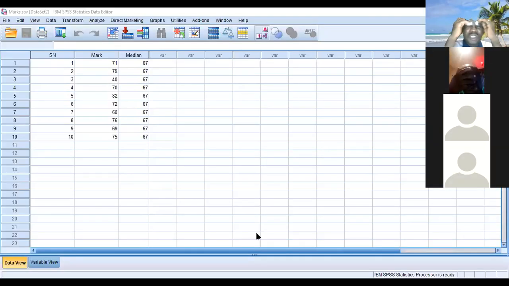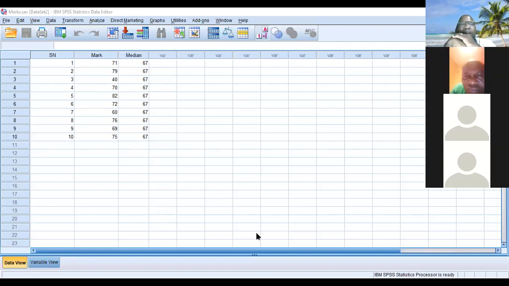Yes, I want to run it. Let me share one now. Okay, this is the one we used for median, the first one we did, the sign test.